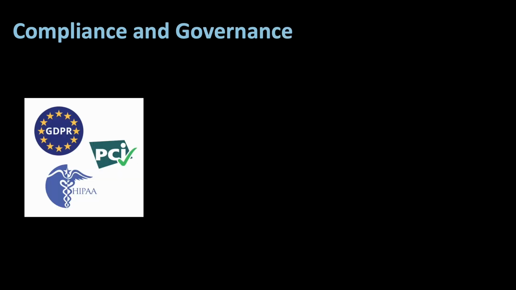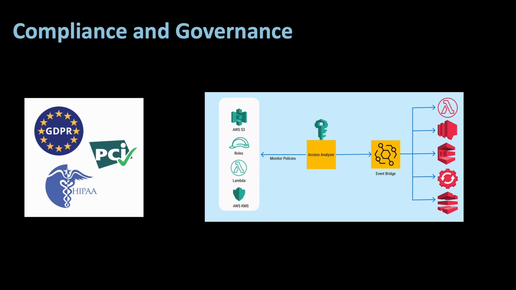Finally, compliance and governance. Credentials management is closely intertwined with compliance and governance requirements. It is imperative that organizations align their credentials management practices with industry regulations and internal governance policies. AWS IAM Access Analyzer is a valuable tool for identifying and mitigating unintended resource access. This helps organizations ensure that their credentials management practices adhere to stringent compliance requirements.